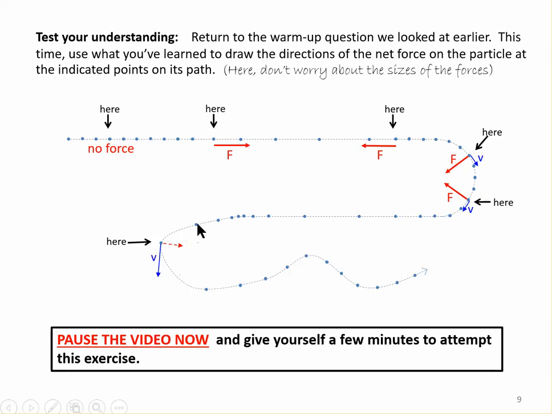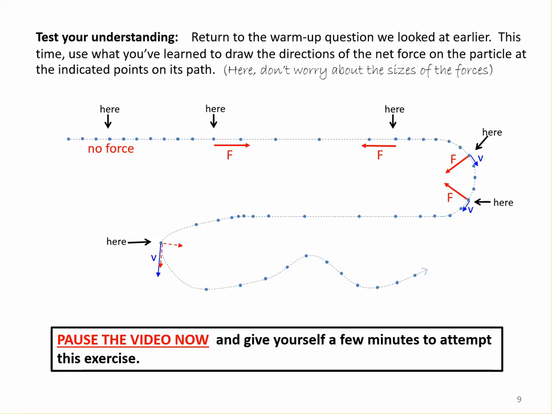However, the particle is also speeding up. We've seen that forces that are parallel to the motion in the same direction that the particle is moving cause the object to speed up. So there must be a force pushing like this in the same direction that the particle is moving. That will cause it to speed up. So both of these forces, this dashed one and this dashed one, are happening simultaneously.